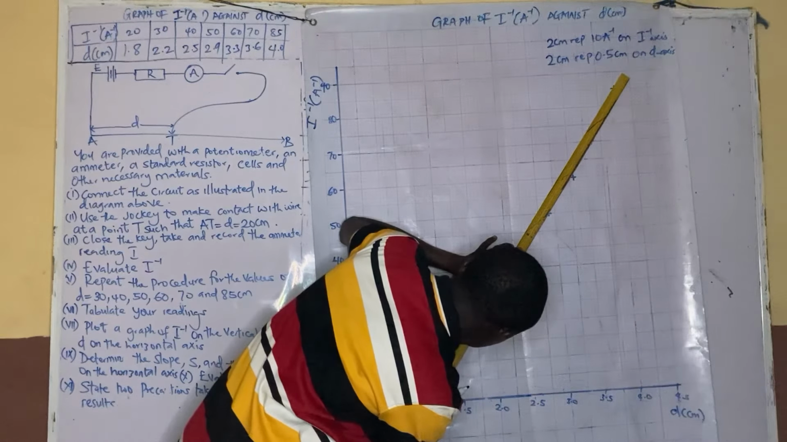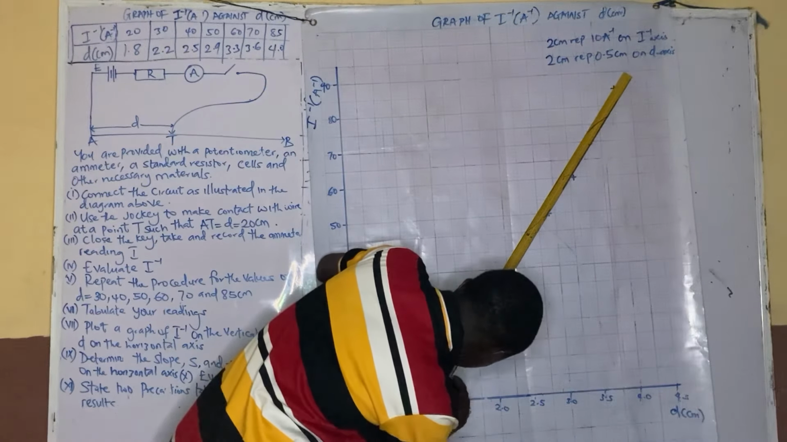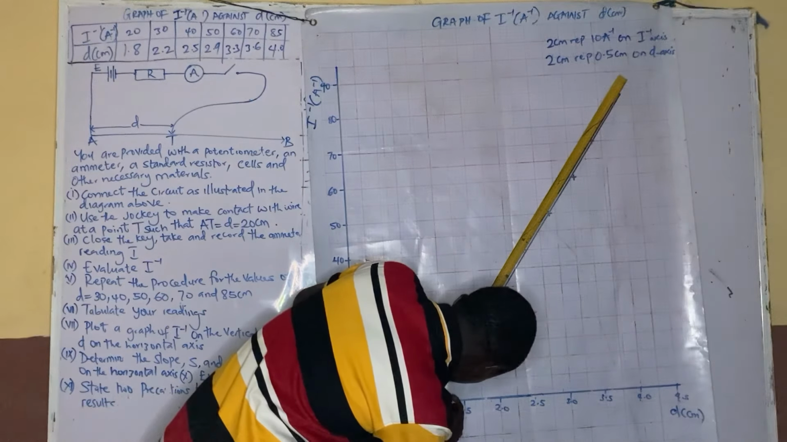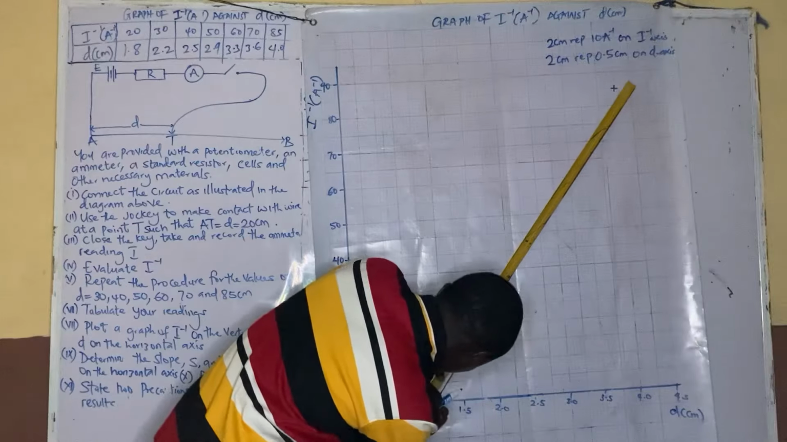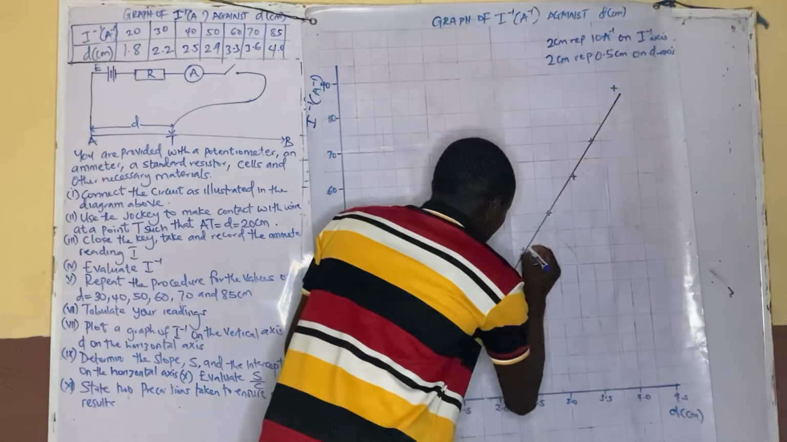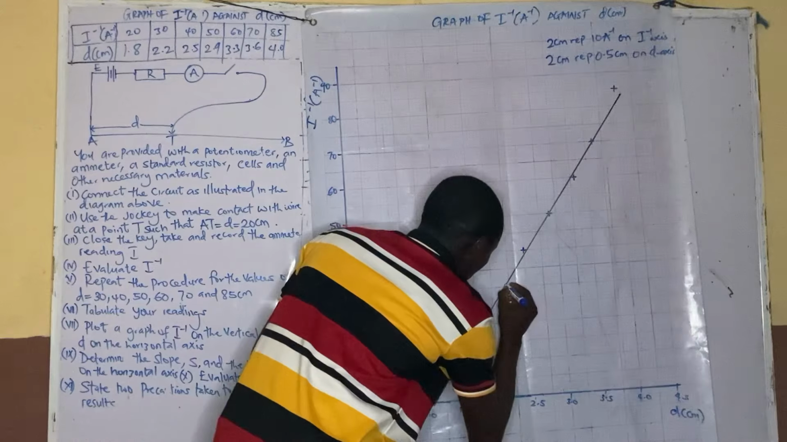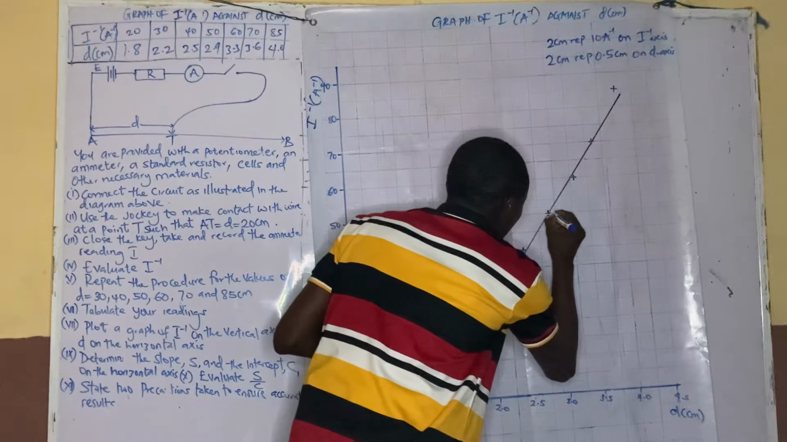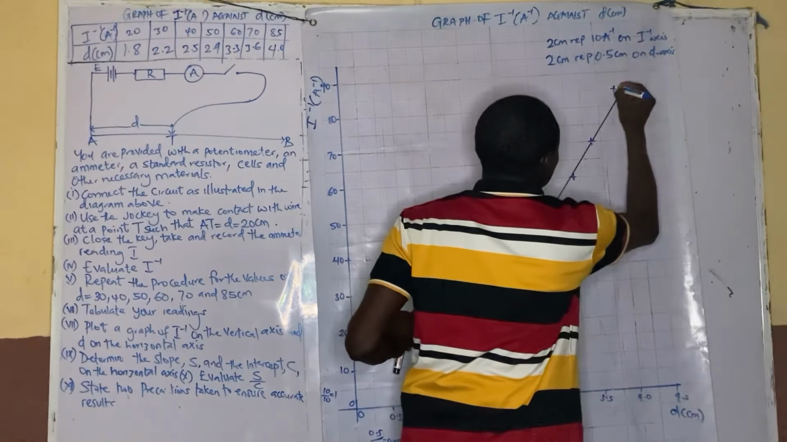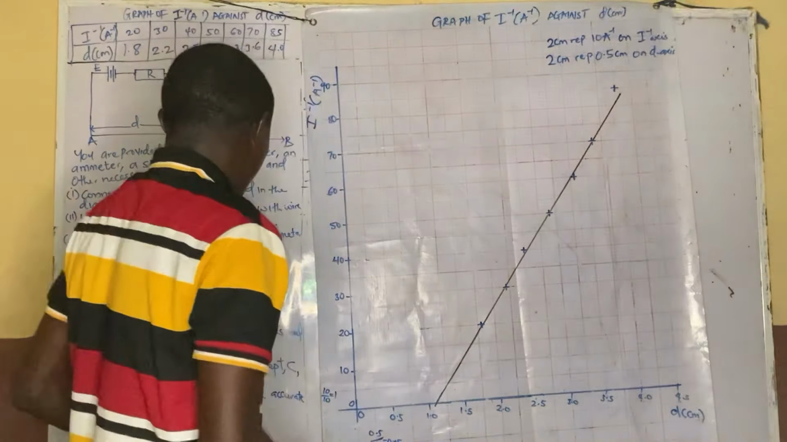So now, let's draw now. Let me emphasize my point. This is another point. This is another point. This is another point. It passes through this, but not actually through it much. So that's our line. Now let's calculate the slope. Now determine the slope and the intercept.